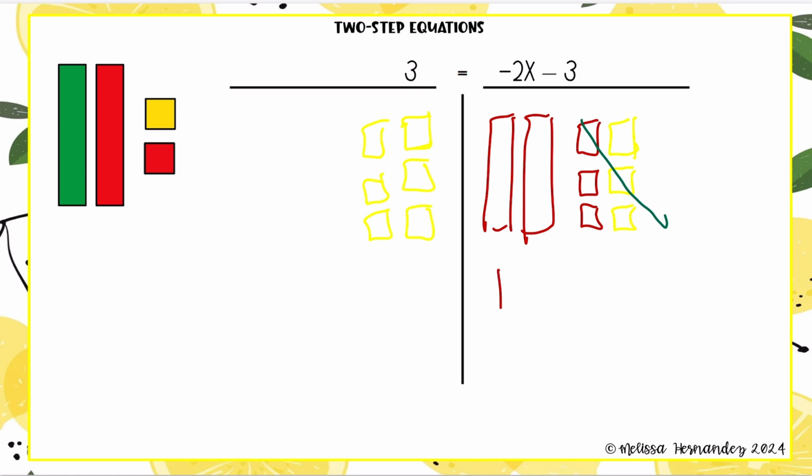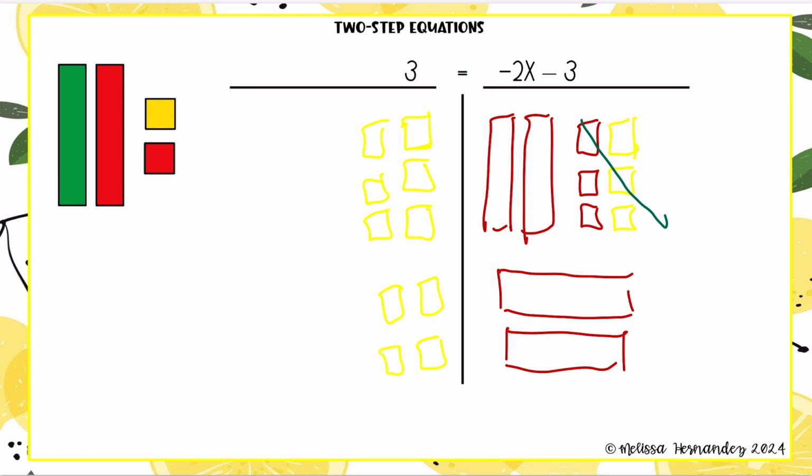And now you have 2 negative x, and we're going to share those. Hopefully you figured out sharing just means divide. So you get 1, you get 1, you get 1. And if you notice, negative x is equal to positive 3. But if you remember, I want to know what 1 positive x equals.